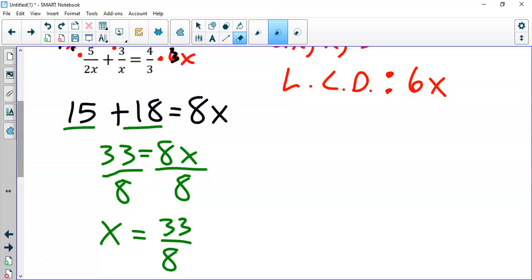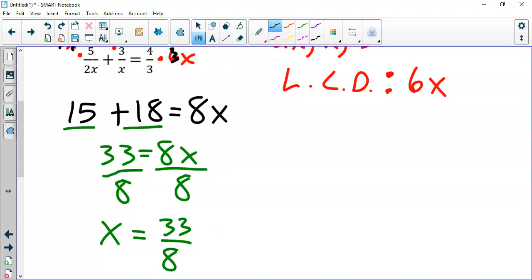So if I take 2 times 33 over 8, will that be 0? No, it won't be 0. It'll be some other number, just not 0. As long as it's not 0, we're okay. If I put 33 over 8 in for x up here, will that be 0? Nope. So is this answer okay? Absolutely. Valid answer. Whoops, didn't mean to erase.